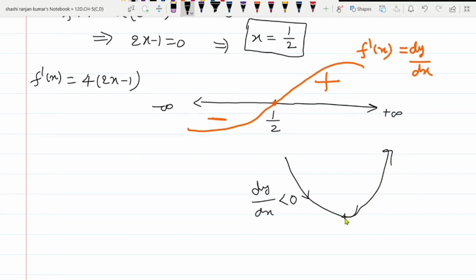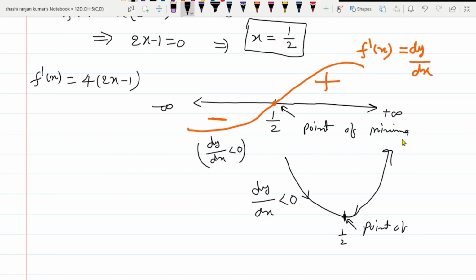So this is the point half, right? I told you that if dy by dx is less than 0 on this side, after negative you will get the point of minima. You can say this is the minimum value, the lowest value. So this is the point of minima here. So x is equal to half is the point of minima.